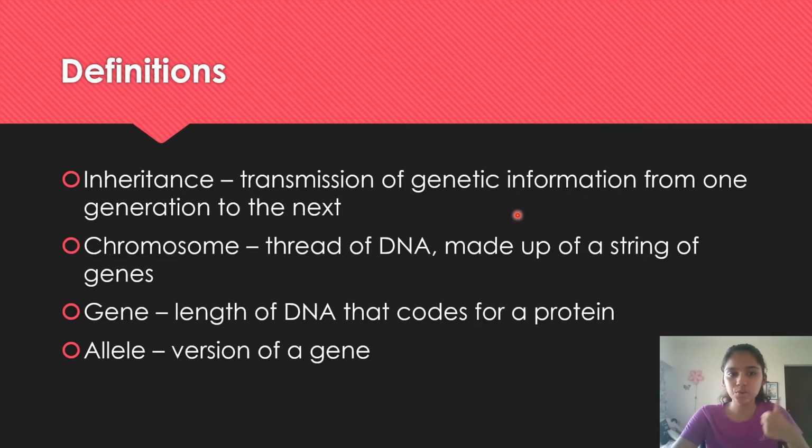The next thing you need to know is a chromosome. So a chromosome is basically a thread of DNA made up of a string of genes. This definition is very important and this could come for 2 marks if you're lucky and if you know the full definition. So just remember, if you want to remember the definition of a chromosome, thread and string go together. So thread of DNA, string of genes together, okay? Then you have a gene, which is a length of DNA that codes for a protein, okay? And an allele is a version of a gene.